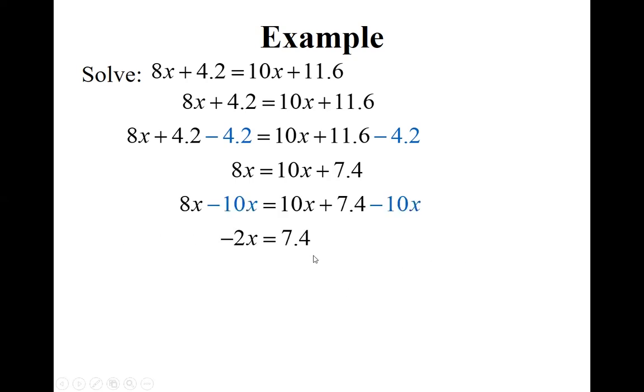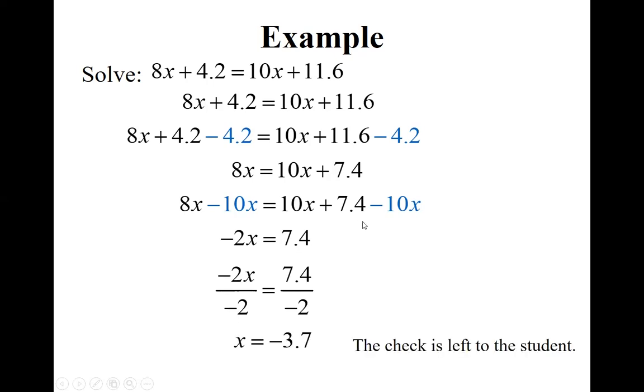8x minus 10x gives us negative 2x. Divide both sides by negative 2, and we get x = -3.7. If you had moved them to the other side, you would have had -7.4 = positive 2x. You still would have been dividing a negative with a positive to get negative 3.7.